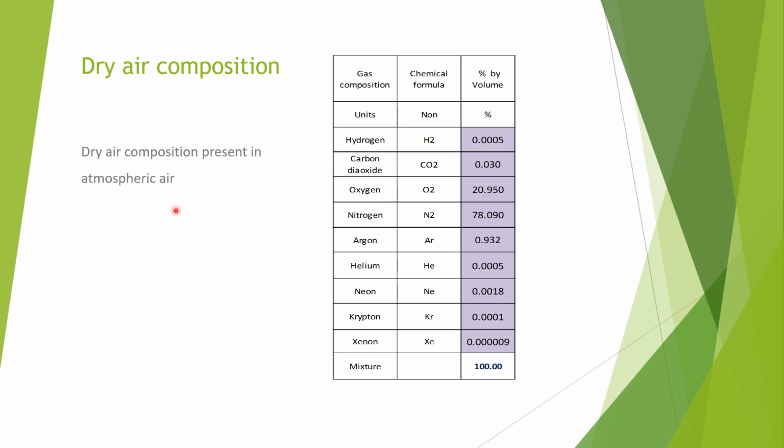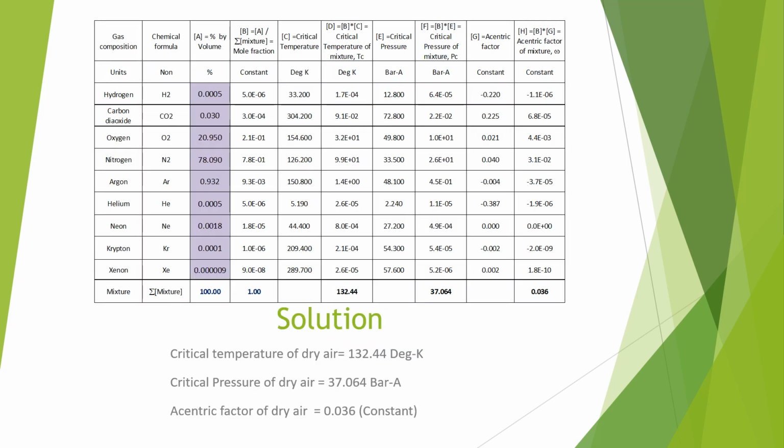Now, the dry air composition is given in percentage by volume for all the gases in dry air. So column A is given, the mixture is 100, the summation is 100%. Then B will be A divided by the mixture, which is the mole fraction. C is the critical temperature, then B multiplied by C will be D, which is the critical temperature contribution of the mixture. Adding all, this will give the critical temperature.